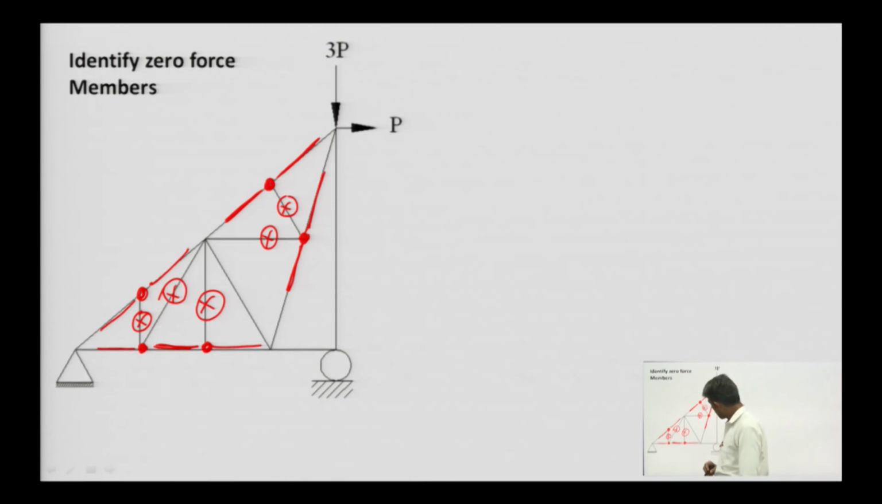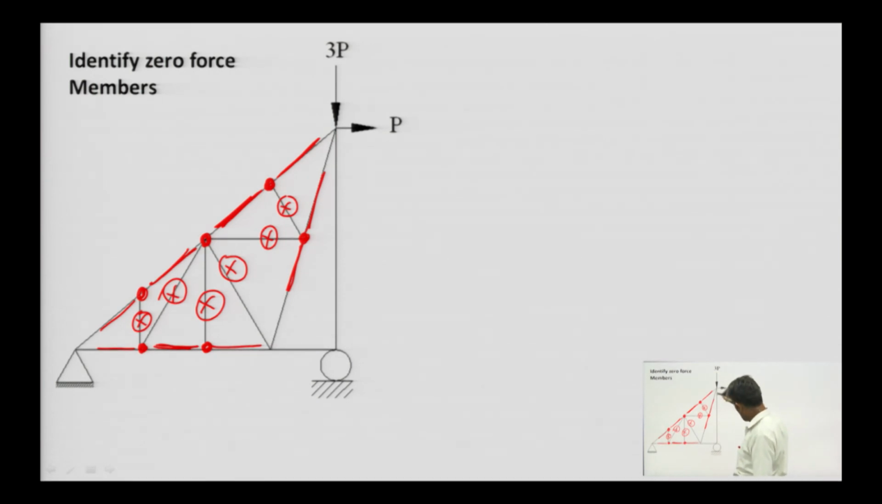Now, look at this joint, members are collinear. Since this one member, this one member, this one member are not going to carry any force, therefore, the remaining member will also not carry any force. So, all the members connecting here are 0 force members.